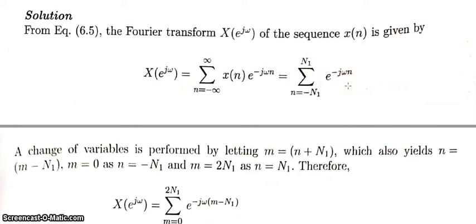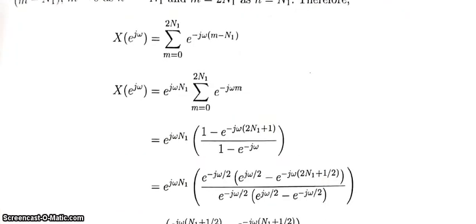So we are performing a change in variable. We are letting a new variable m equal to n plus n1. So n equals m minus n1, and m equals 0 when n is minus n1, and m equals 2n1 when n is n1. Therefore, in terms of variable m, X(e^{jω}) can be expressed as the summation m equal to 0 to 2n1 of e^{-jω(m minus n1)}, and the summation is with respect to variable m.